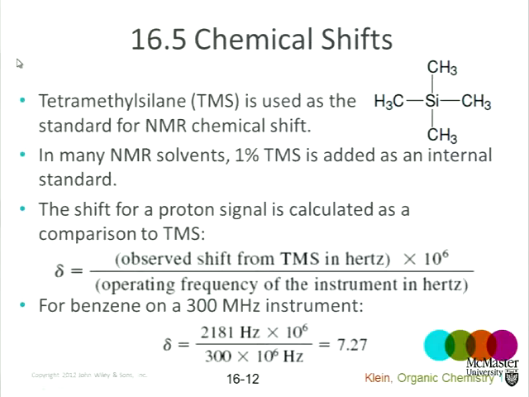For benzene on a 300 megahertz instrument, when we use 300 megahertz radio frequency to excite the transitions of the spin, the difference between the protons of TMS and the protons of benzene is really very small. It's only 2,000 hertz in 300 megahertz. These are very tiny effects, but we can measure them quite accurately. And if you pop that number into the equation here, we get a number that is unitless, but is measured in parts per million.